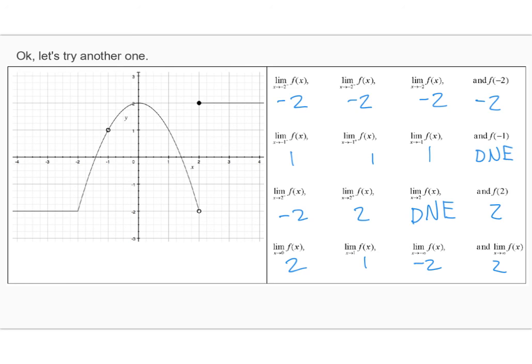The two new ones that we added were as x approaches negative infinity. So if I follow this graph as it goes on forever, it looks like it's never going to change its height again. It's a horizontal line. That's why that's -2, and same for as x approaches infinity. That's why that's +2. The only other thing I wanted to chat briefly about was f of 2.